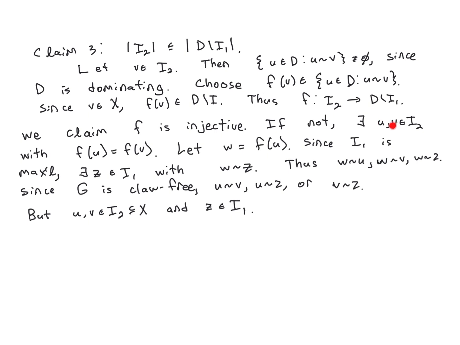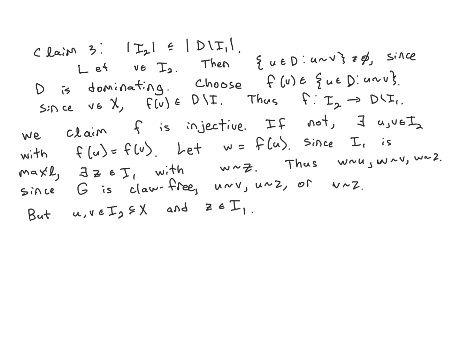If not, there have to be two inputs that map to the same output. So we're going to call the inputs u and v. Then we're going to let w be their corresponding output. Notice by construction, this means that w is adjacent to u and adjacent to v. However, since I1 is a maximal independent set of D, and w is in D, there must be a vertex z in I1 that's adjacent to w. So now we have a claw with center w.